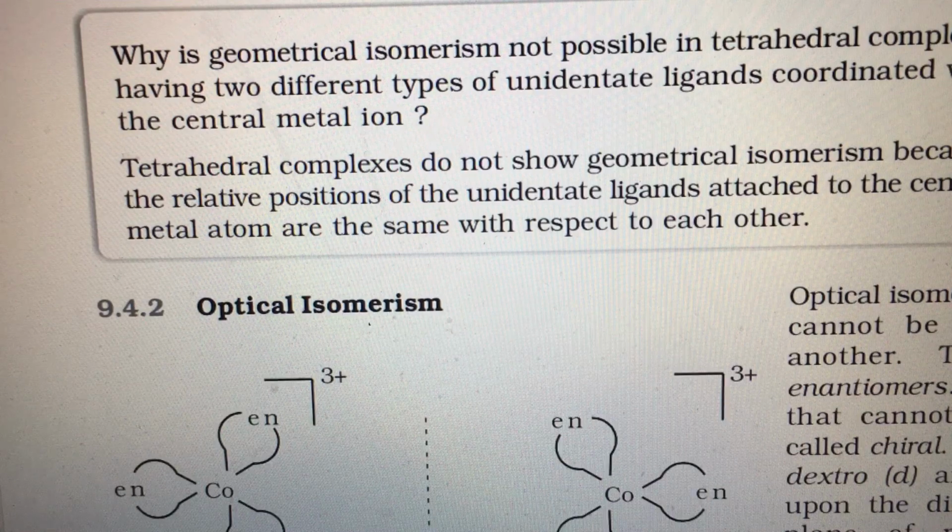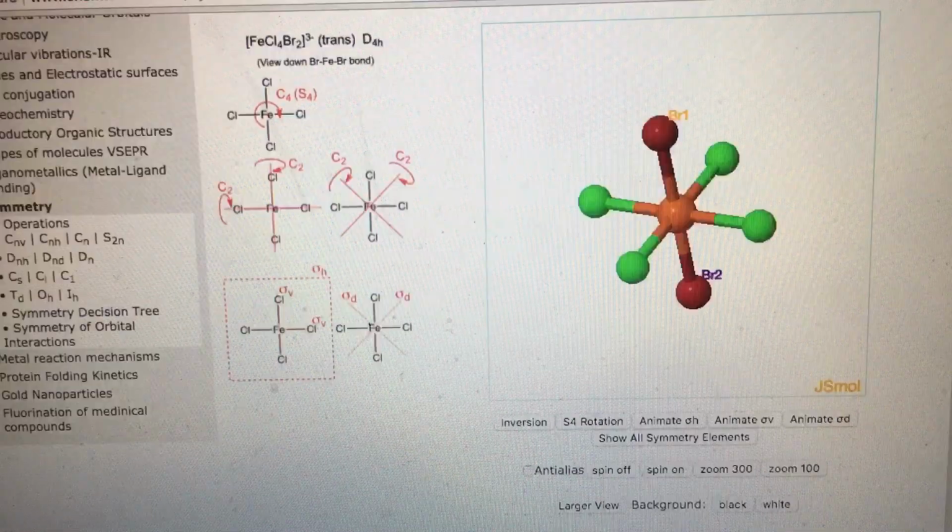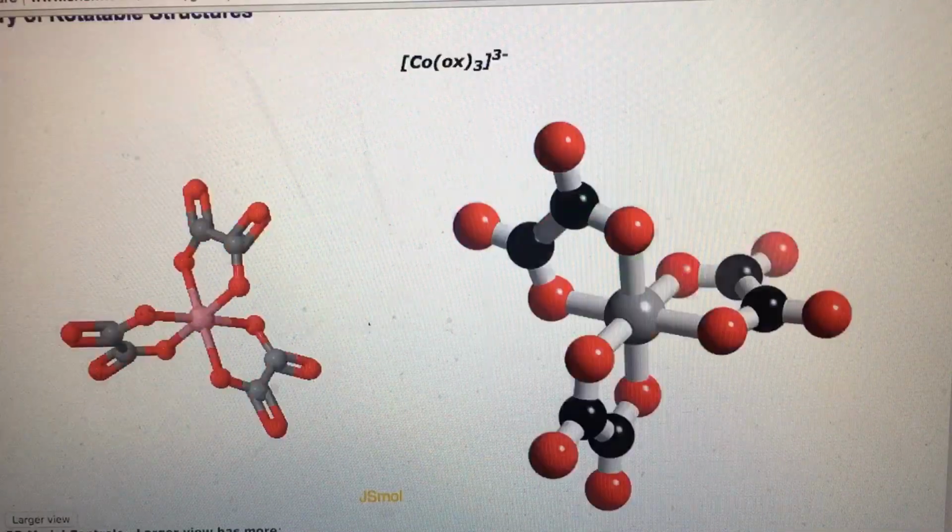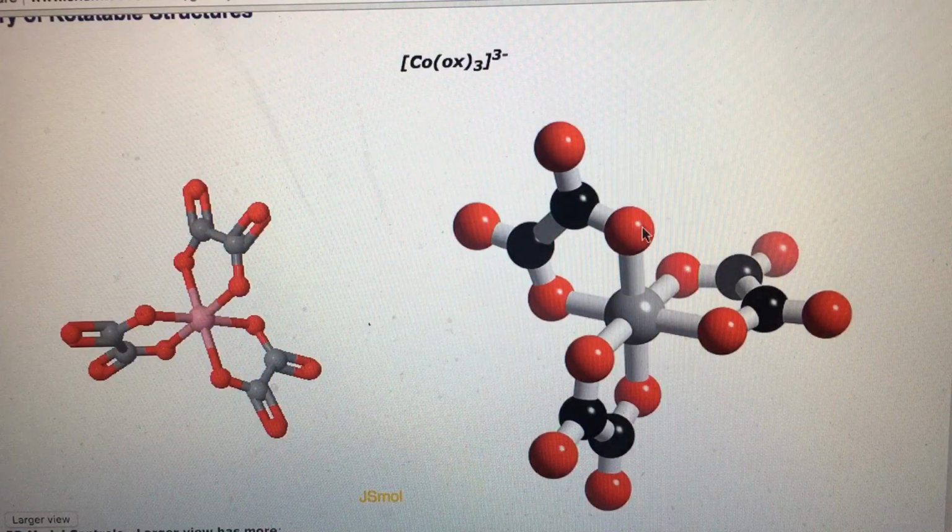How is it optically active? You can generally ask that question. Now you can see that in 3D, if I try to cut like this, I will never get 2 equal parts. If I try to cut like this, I will never get 2 equal parts. If I try to cut like this, in any way I can't cut it into 2 equal parts. This is the metal, and these 3 are bidentate ligands.